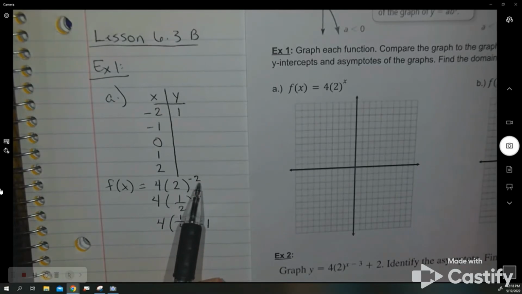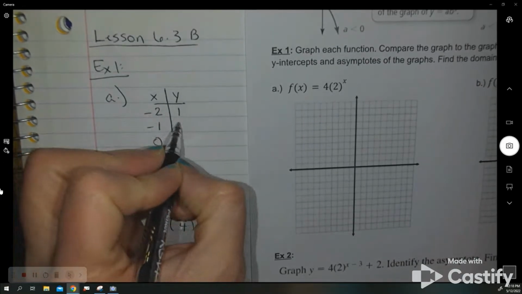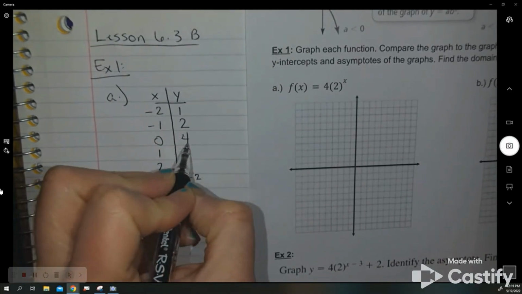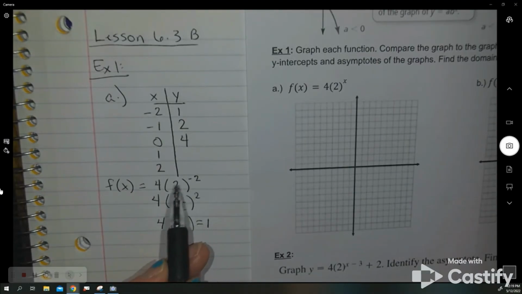If I plug in negative 1 right here, I flip it, so it's 1/2. 1/2 to the first power is 1/2. 1/2 times 4 is 2. Then 2 to the 0 power is 1. 1 times 4 is 4. 2 to the first power is 2. 2 times 4 is 8.